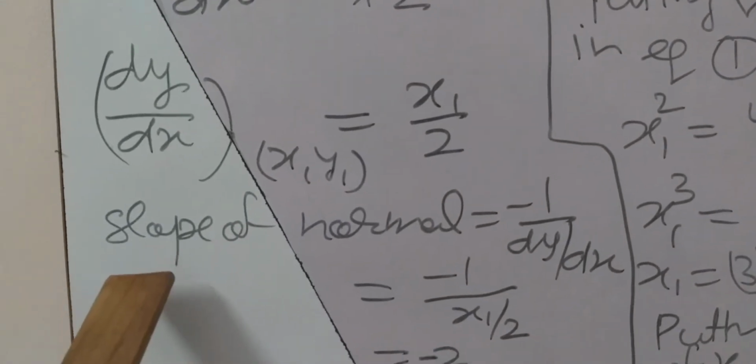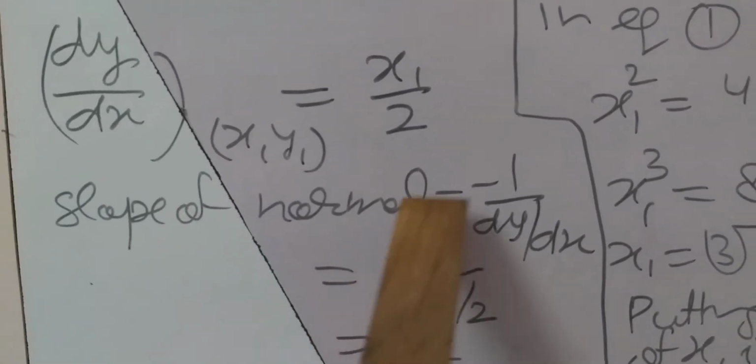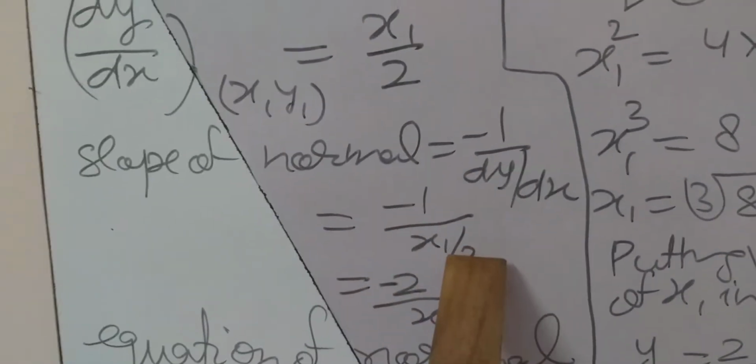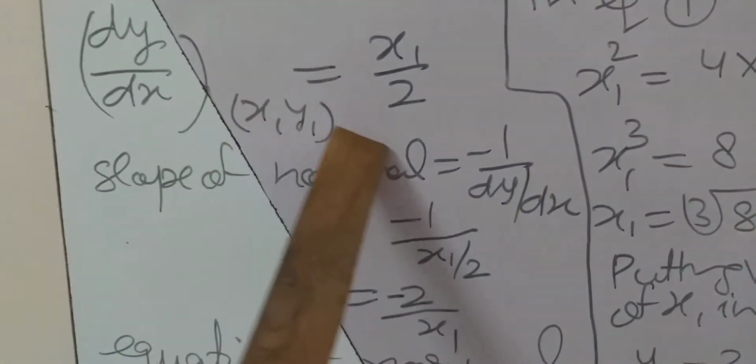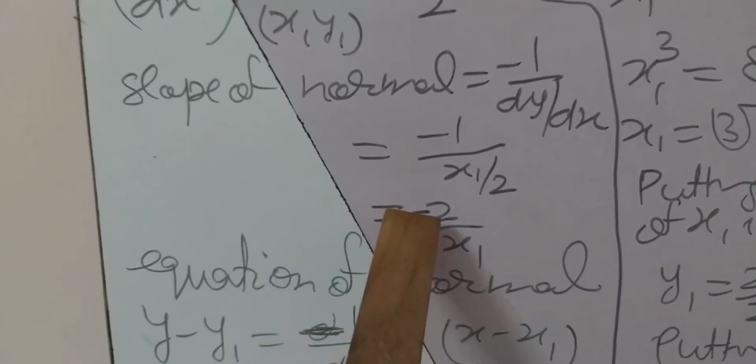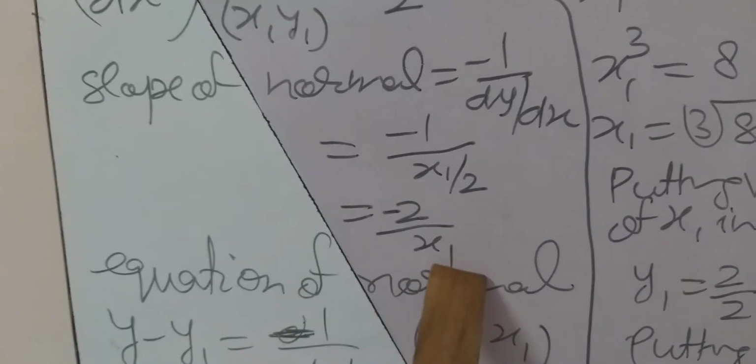We need slope of normal, student. Slope of normal equals to minus 1 upon dy by dx. So minus 1 upon dy by dx value x1 upon 2. Then it will become minus 2 upon x1. So student, this is the slope of the normal. So let us find the equation of normal.